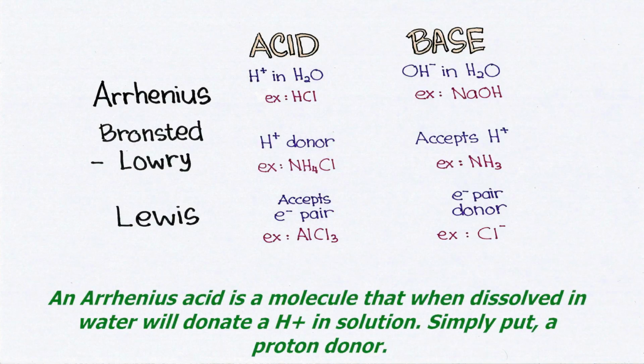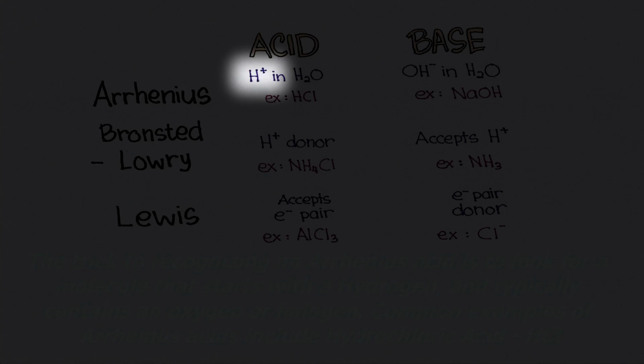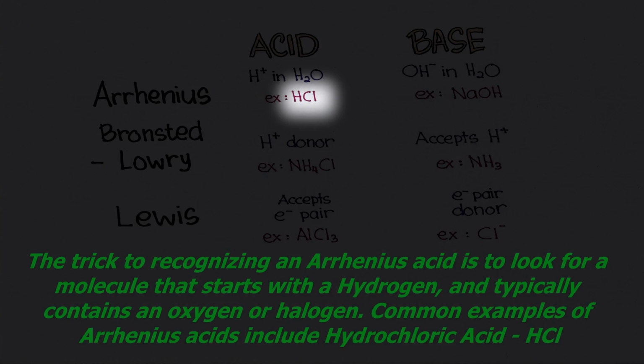An Arrhenius acid is a molecule that, when dissolved in water, will donate an H plus in solution, simply put, a proton donor. The trick to recognizing an Arrhenius acid is to look for a molecule that starts with a hydrogen and typically contains an oxygen or halogen. Common examples of Arrhenius acids include hydrochloric acid, HCl.